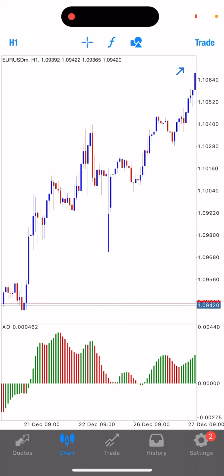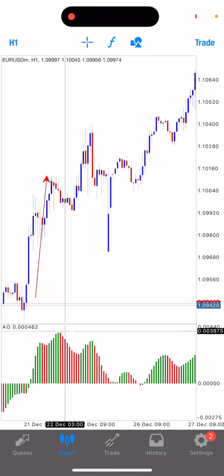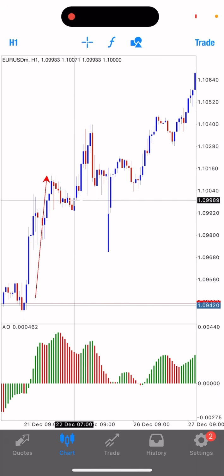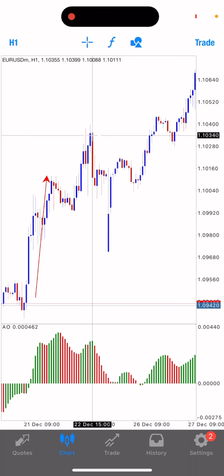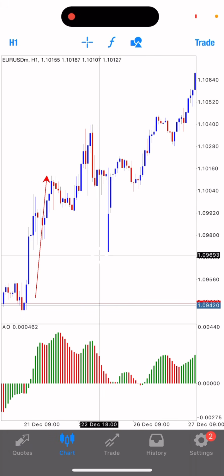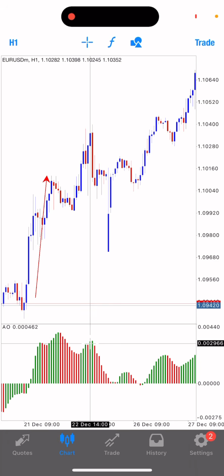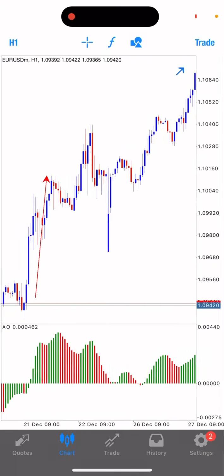Okay, so guys, here we see how the market formed a higher high here. Okay, so the awesome oscillator also formed a higher high here. The market formed a higher low, so awesome oscillator formed a higher low here also. So then the market went up here, formed a higher high. But awesome oscillator failed to form a higher high here. Okay, so meaning it is losing momentum. So this is what is happening to awesome oscillator here.